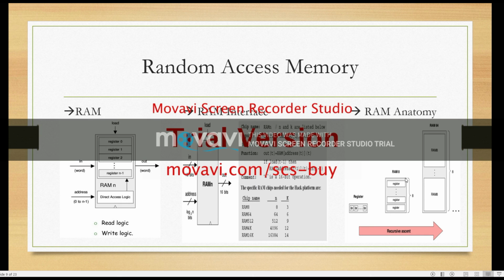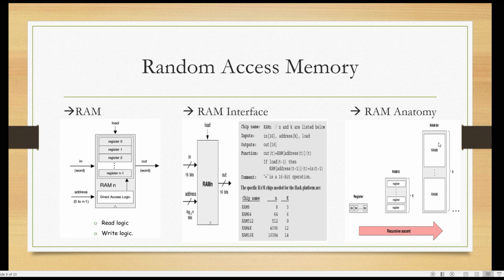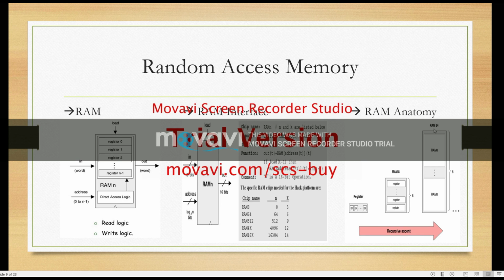Then RAM anatomy. Registers are there, and RAM is made up of these types of registers. If this is an 8-register RAM, then 64 registers will be 8 times 8, which is 64.